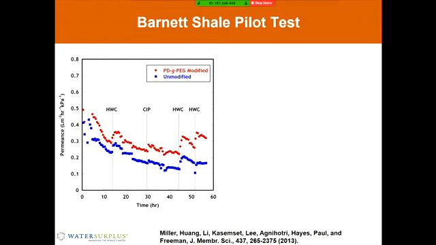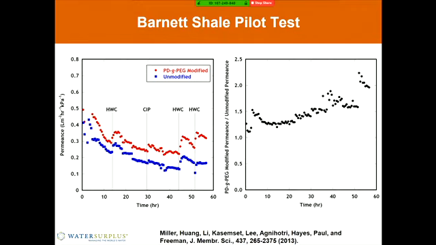In the coated membranes, we see, again, a downward trend, but there's more recovery. And at the end of this short test, the membranes are operating more or less stably. And if you compare the permeance of the unmodified to the modified membrane, by the end of just a couple days of testing, the modified membranes are having twice the flow through them for a given pressure drop.